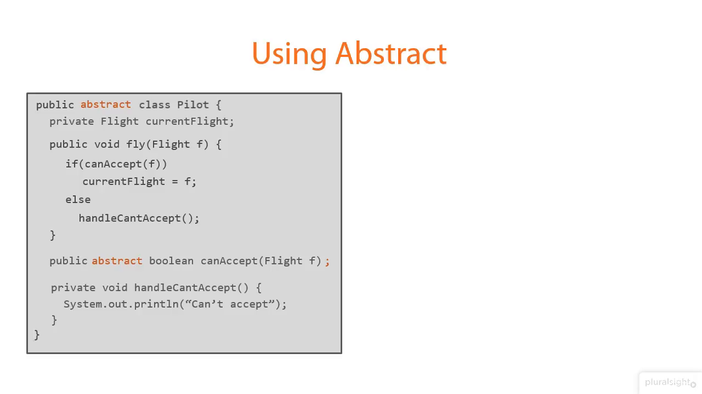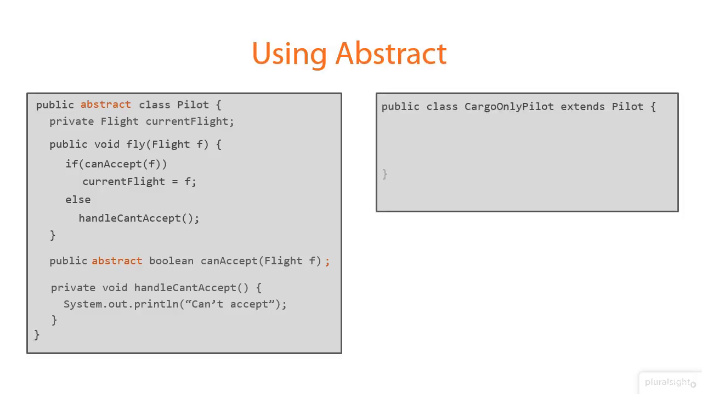So now the way we work with this, let's go ahead and define a pilot we'll call our cargo only pilot. That extends our pilot class. Because it extends our pilot class, it has to provide an implementation for canAccept. So we'll go ahead and set that up. We'll use the override annotation. And what we'll say inside of here is that a cargo only pilot is not allowed to have passengers. So we'll take the flight called getPassengers, and we only return true for canAccept if there are no passengers at all.